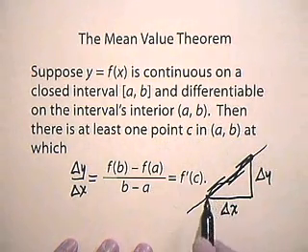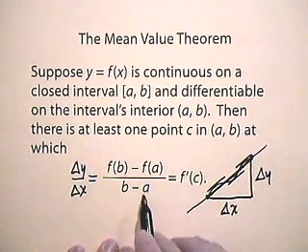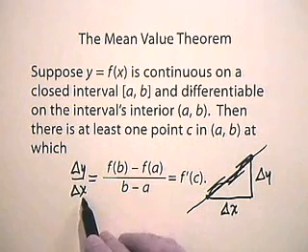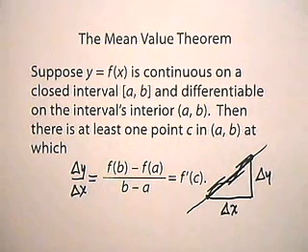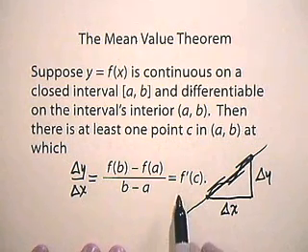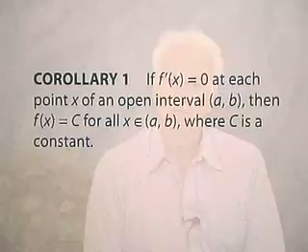Well, notice the derivative of the straight line function is the slope of the line, which is the delta y over delta x, or (f(b) minus f(a)) divided by (b minus a). So consequently, as a simple consequence of Rolle's theorem, we have the mean value theorem. Well, right away, the mean value theorem has two important corollaries. Let's look to see what they are.